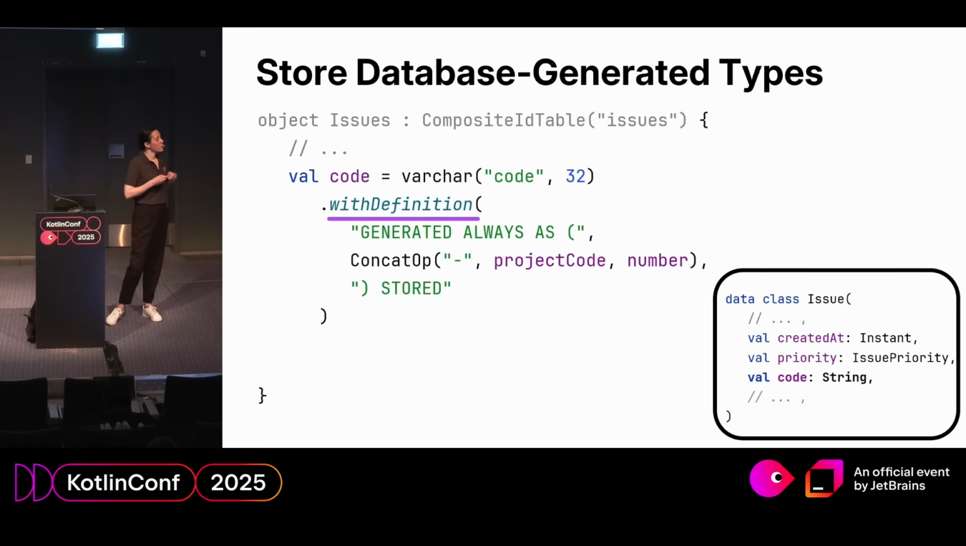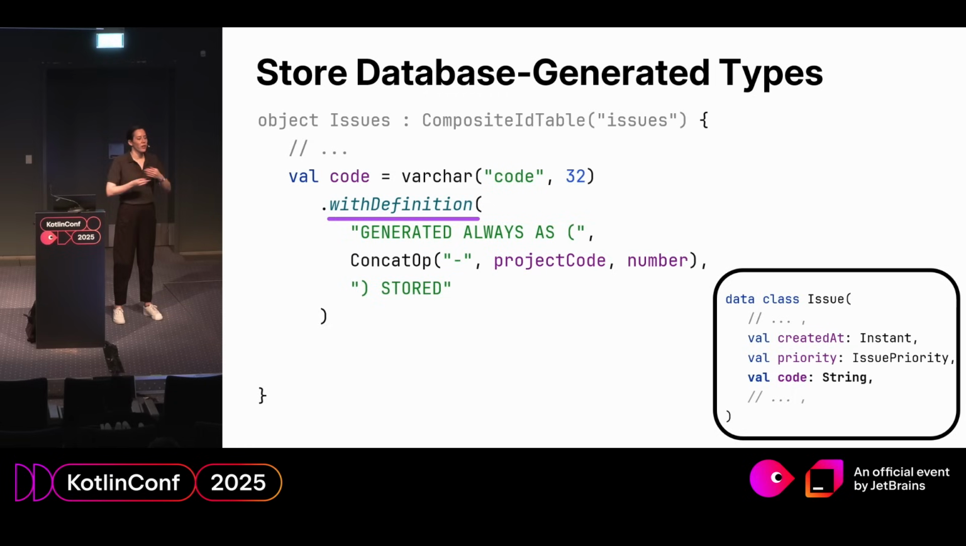Now, the only one other thing that has changed is that we can take existing column types and actually append onto the SQL that will be generated when we create the table. So if we have an existing column type and we want to do something, for example, to make sure that it is always generated as the result of a string concatenation between two other columns, we can now define that ourselves by using with definition.